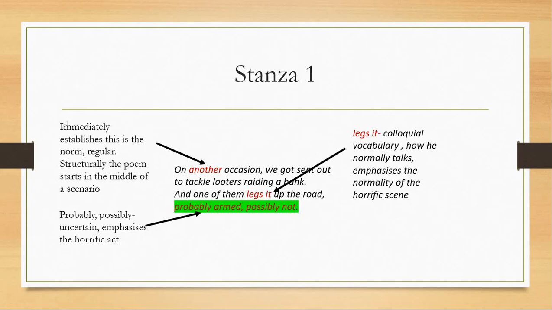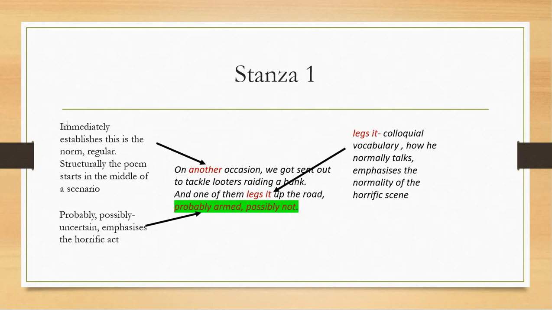It's regular. So immediately establishing this horrific tragedy: somebody's being killed in a horrific way, and it's just another occasion. He says "he legs it." Again, we mentioned that colloquial vocabulary. He legs it. That's how the soldier normally talks. It emphasises the normality of the horrific scene.